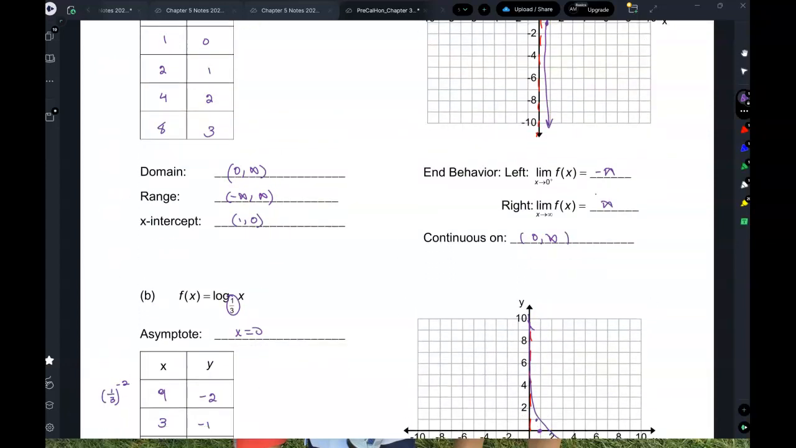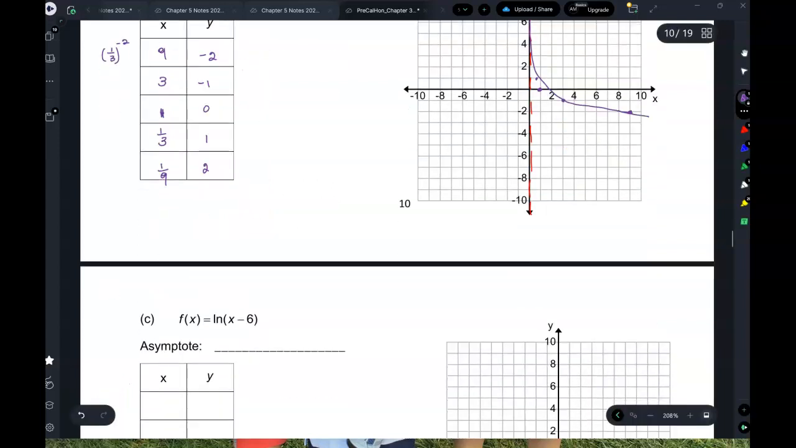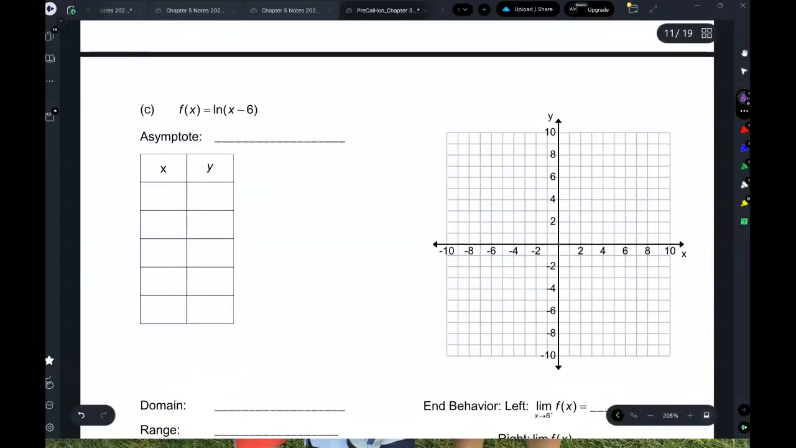Okay, so let's move on to the next page.